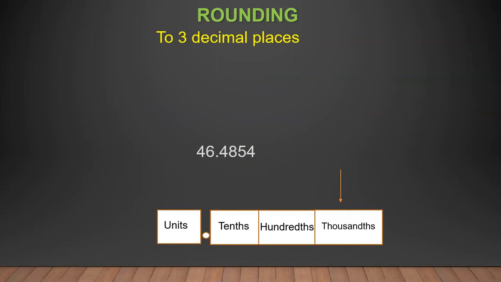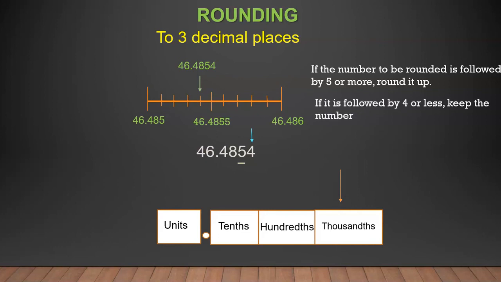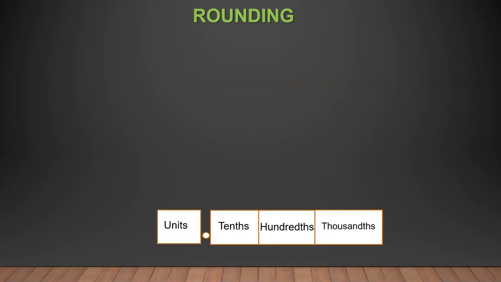So another example is 46.4854. 5 is on the third decimal place, and 46.4854 is over there. Okay, so 5 is followed by 4, which is less than 5. So if the number is followed by 4 or less, you keep the number. So 5 stays as is. So you have 46.485.